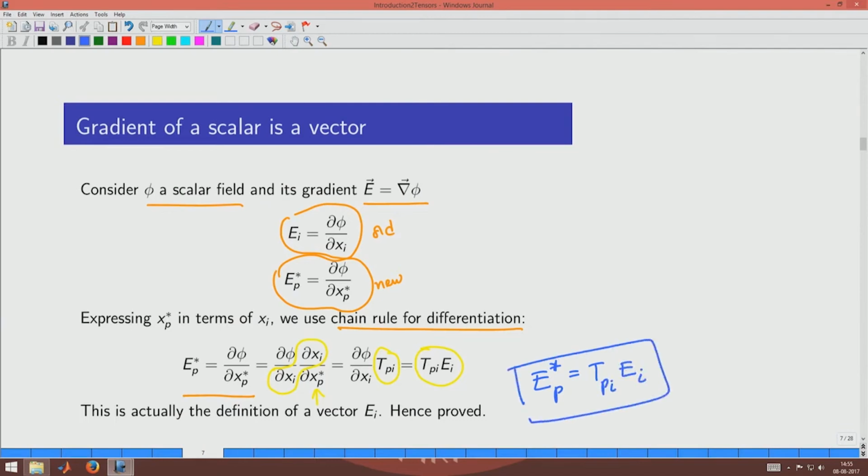Now, this is nothing but the definition of E being a vector, and if E was basically the gradient of a scalar function, that means that the gradient of a scalar function is a vector. So, this is how we are proving it essentially.